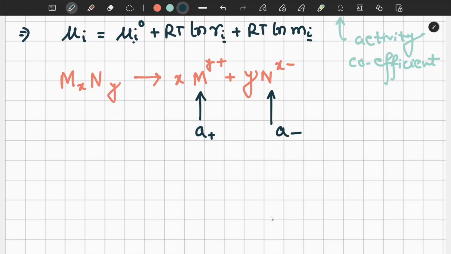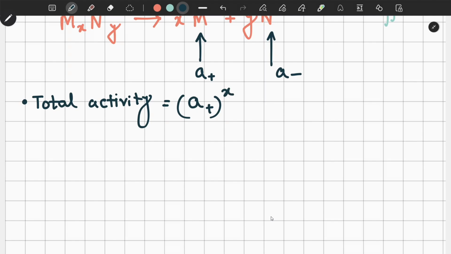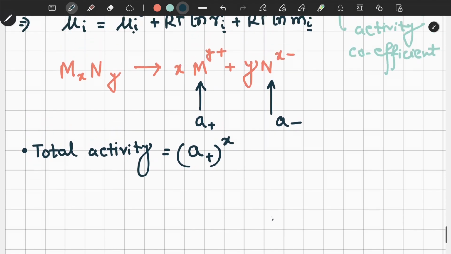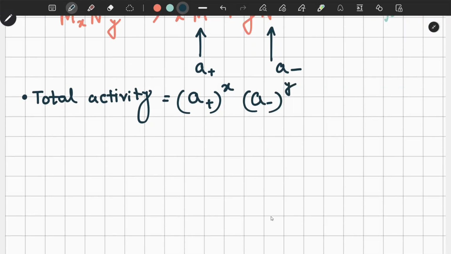So if you write it, the total activity will be a plus to the power x, because x number of cations are there, times a minus to the power y, and this is the total activity. This is a definition. If you are asked in a question, you have to recall the definition of total activity.